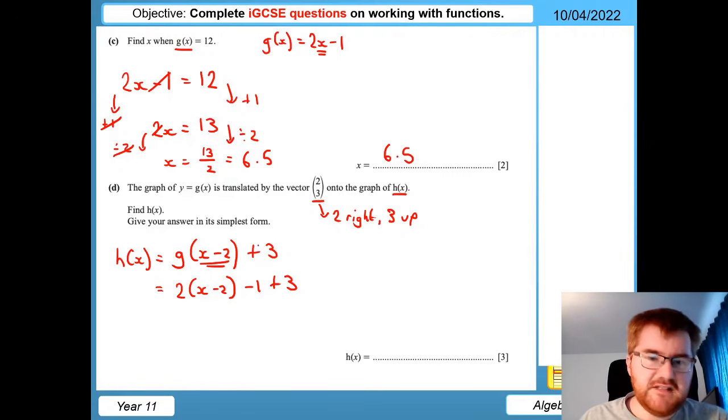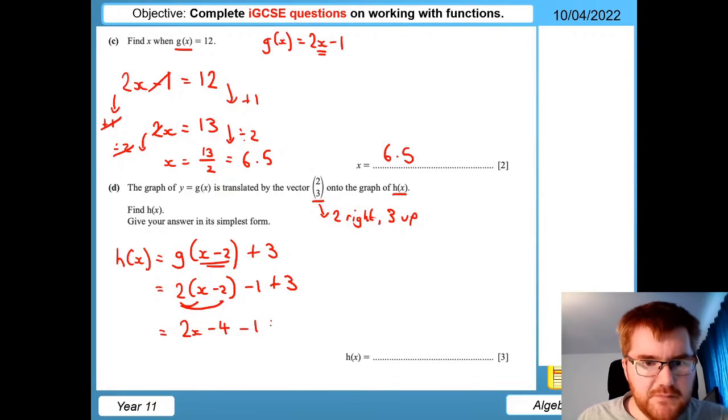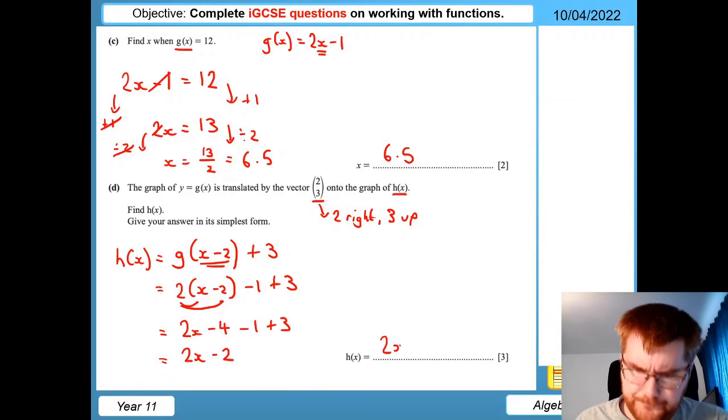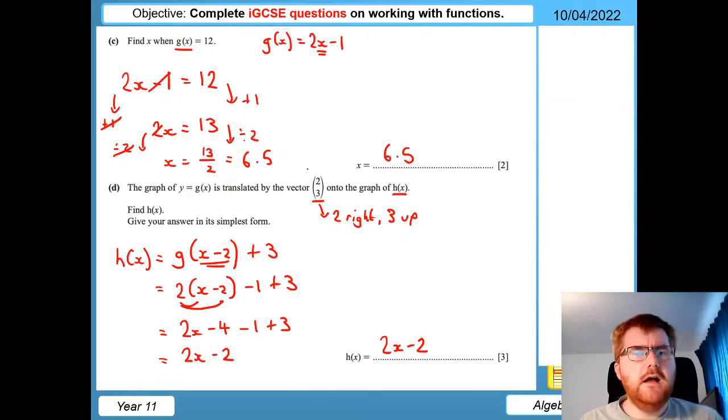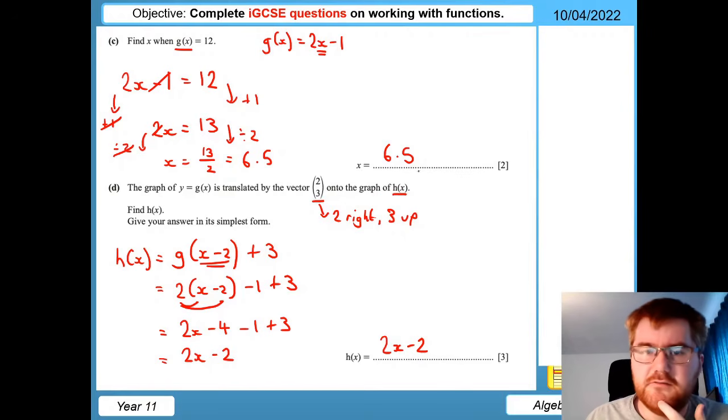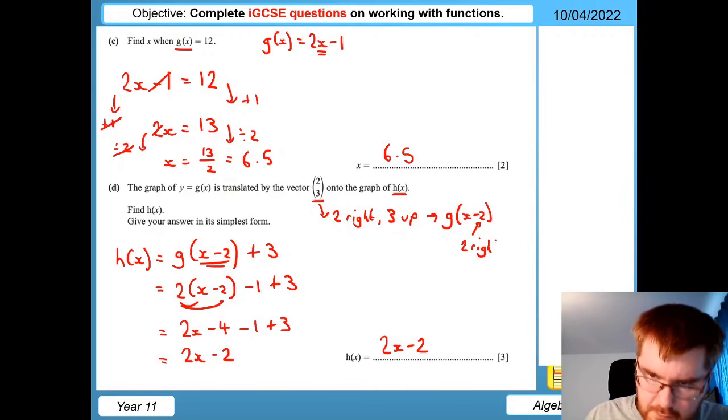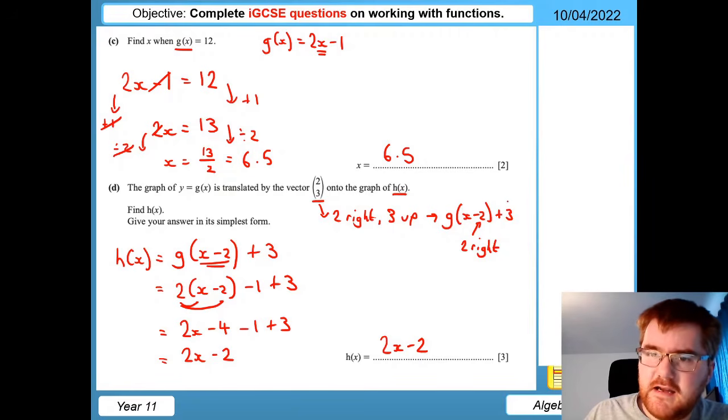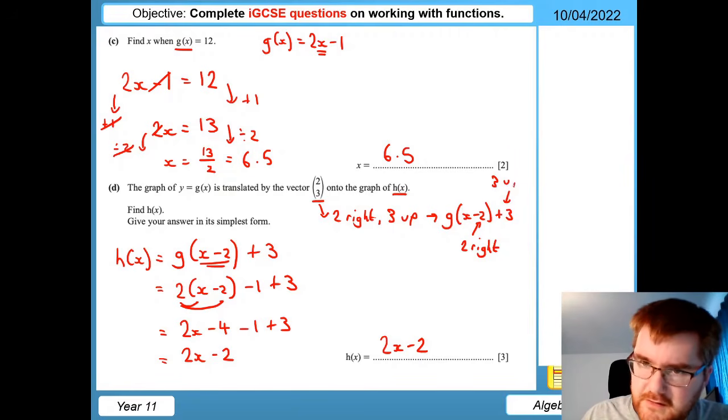And now we just need to expand the bracket and simplify. So we get 2x minus 4 minus 1 plus 3. If we simplify that down, that then just gives us 2x minus 2 for our final answer. This is the tricky part, realizing that 2 right, 3 up in function notation essentially means g of x minus 2. So this part means the 2 right, opposite of what you expect, whereas the plus 3, this is the 3 up. It does work in the way that you expect.